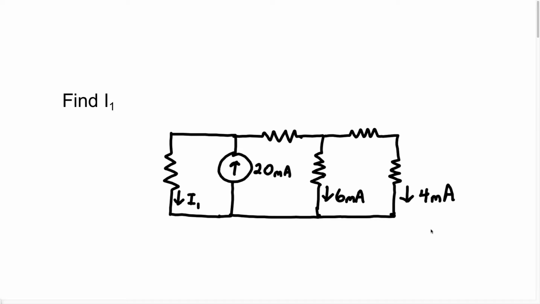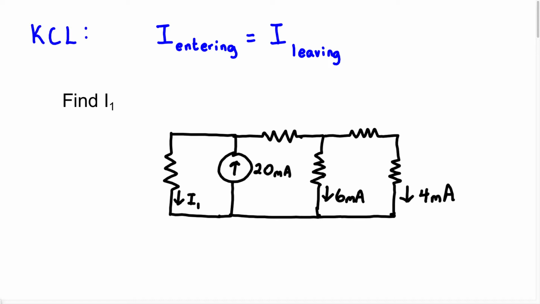Now remember, Kirchhoff's current law is going to be one of the fundamental principles of electrical engineering that you need to remember and understand. So just remember, the total current entering a node must equal the total current leaving a node. So this is Kirchhoff's current law in a nutshell. So always remember, the total current entering a node must equal the total current leaving a node.